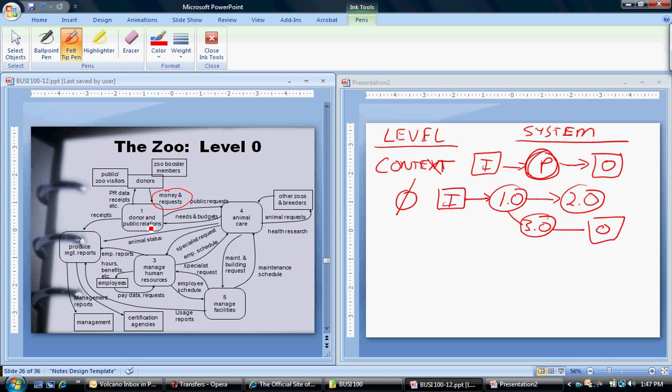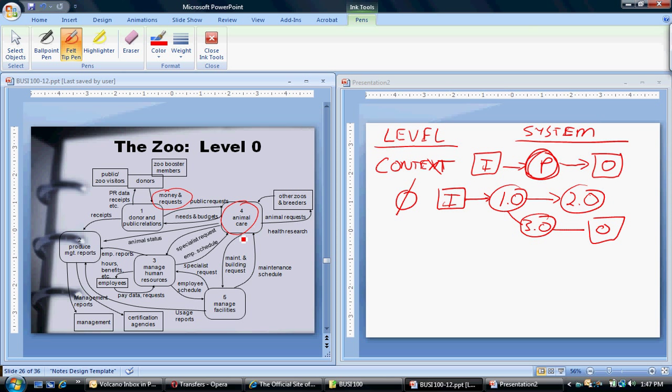And we have a process called donor and public relations that accepts that particular set of money and then does something with that. We also have animal care, and this would be the main zookeepers, of course, and they're going to be responsible for keeping track of how the animals have been fed, shot records, cages cleaned, and so forth.